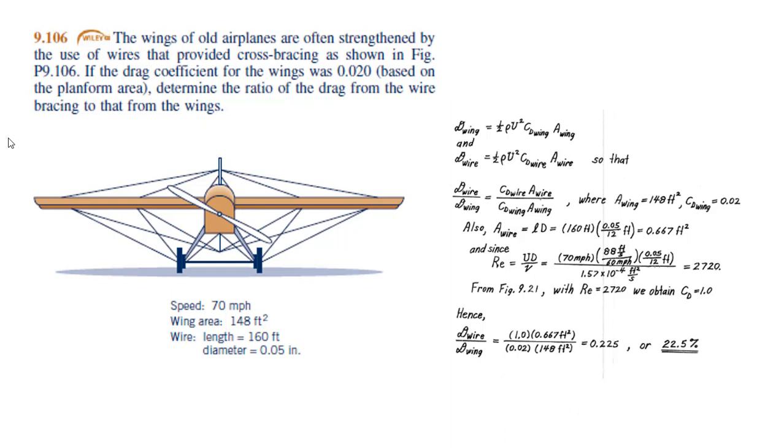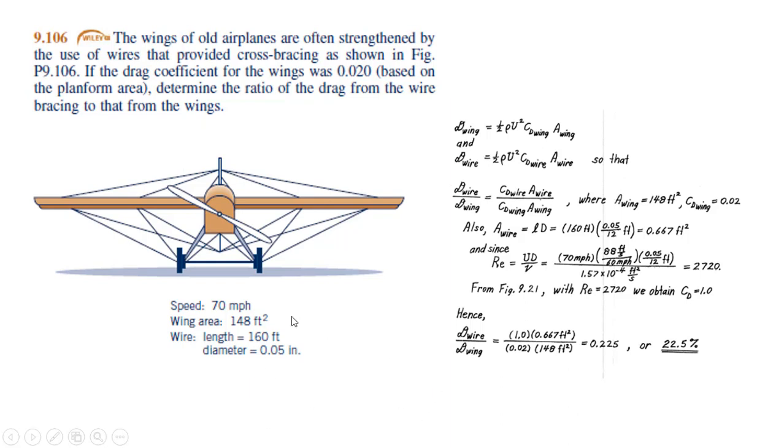The wings of an old aeroplane are often strengthened by the use of wires that provided cross bracing, as shown in the figure. In old aircraft, usually these wires are installed to support the wings. If the drag coefficient of the wings was 0.02, CD given, based on the planform area, determine the ratio of the drag from the wire bracing to that of the wing. आपका जो ड्रैग है वायर टू विंग वो कितना है.